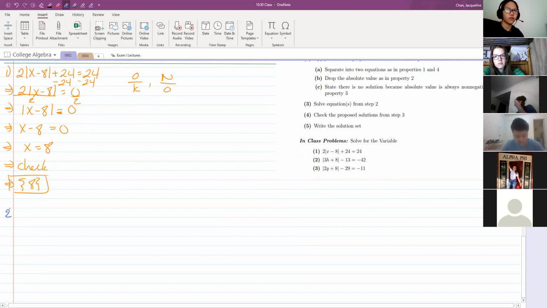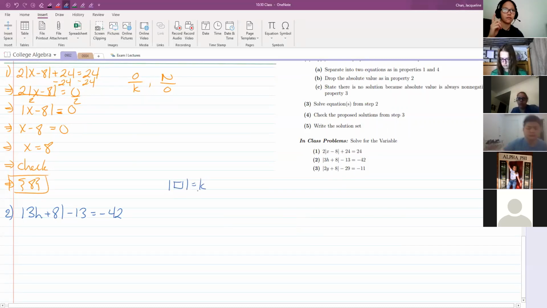Alrighty. So for number 2, I have the absolute value of 3h plus 8 minus 13 is equal to negative 42. Again, when we see absolute values, our first goal is to make it look like this. This doesn't look like it yet. So what do I have to do to get there? Add 13 to both sides. Perfect.